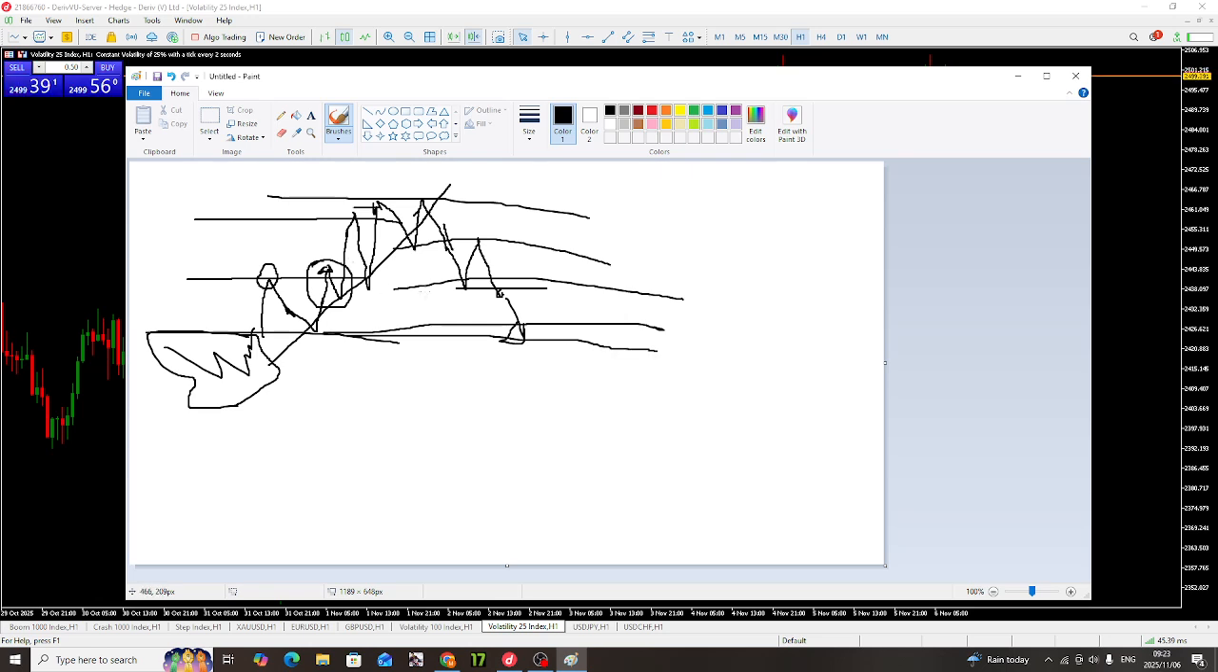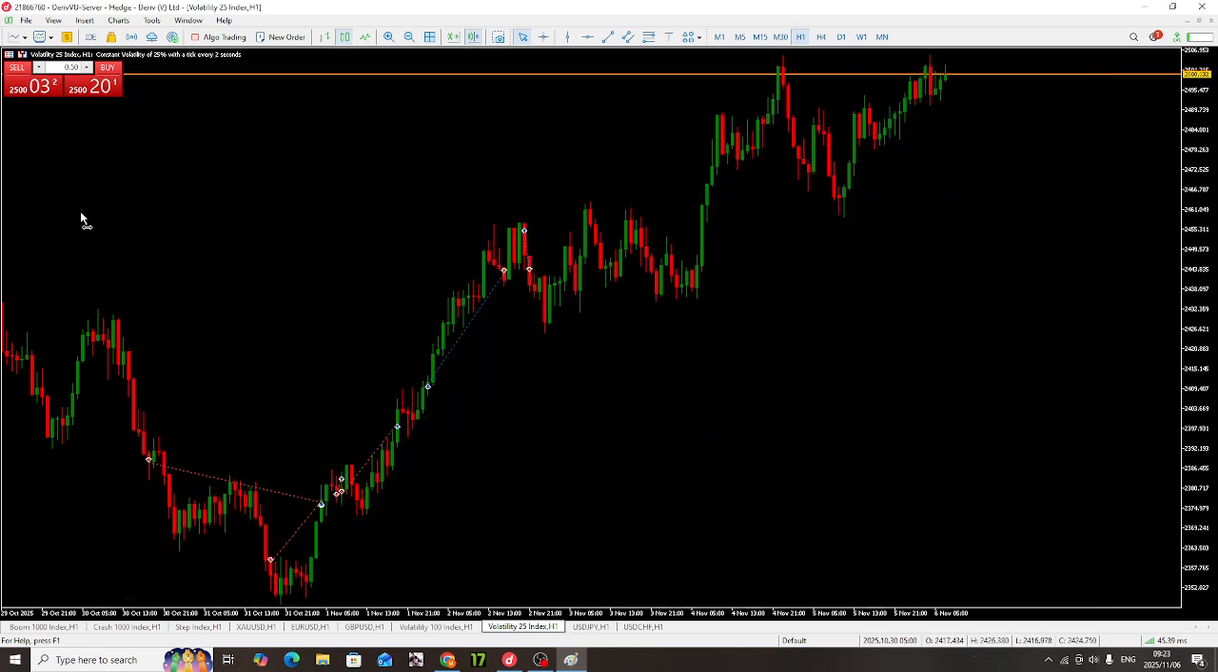See, this is what I will be teaching you almost each and every day, but I will be showing you on chart in most cases. So let's come to this chart and finish up this session. So this is volatility 25 index.